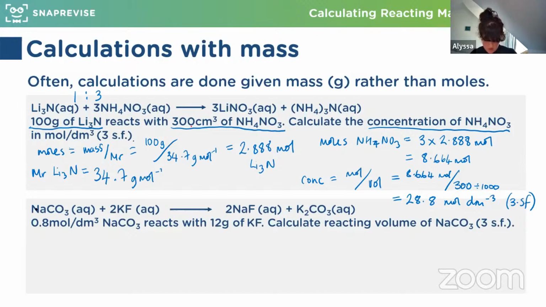So sodium carbonate is added to potassium fluoride, and it gives us sodium fluoride and potassium carbonate. 0.81 mole per decimeter cubed sodium carbonate reacts with 12 grams of potassium fluoride.